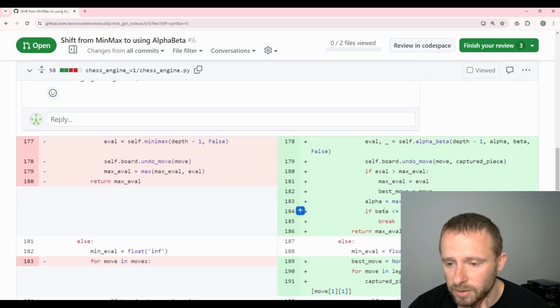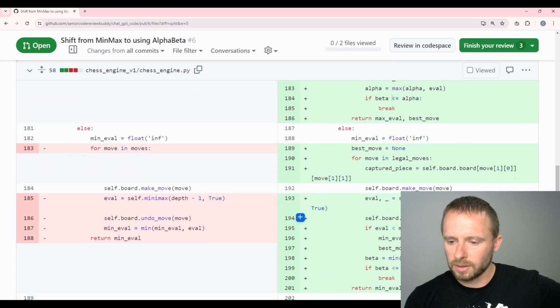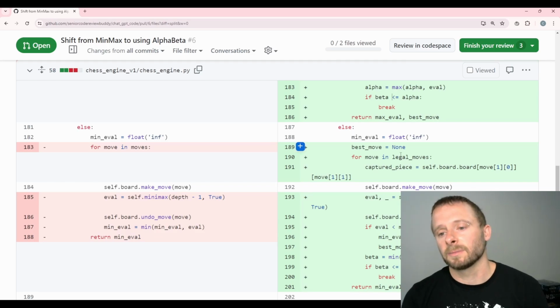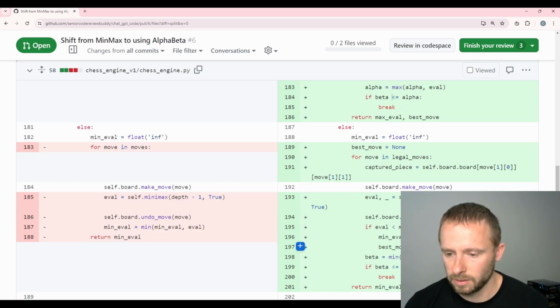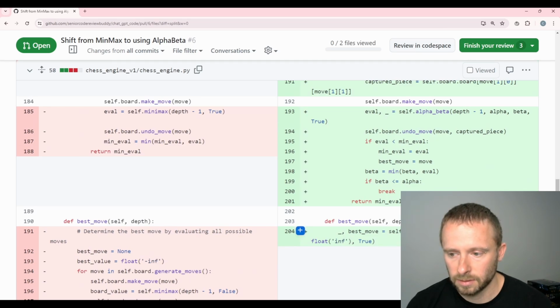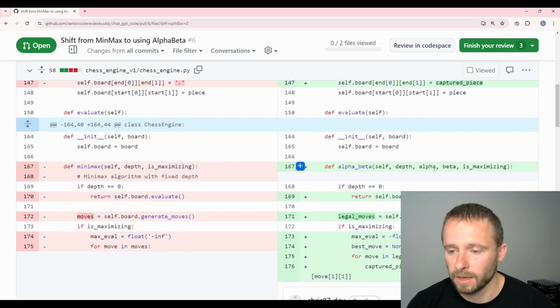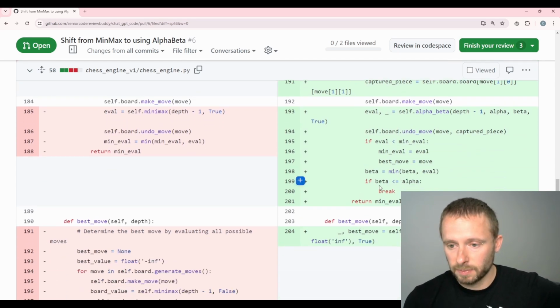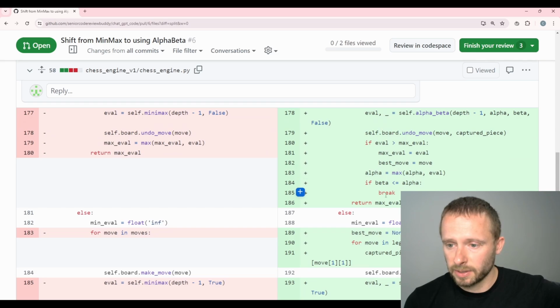That looks right to me so far. Beta is worse than the alpha we have found, we stop. I think that's right for the two of them, though not 100% sure. Wait, alpha first? Yeah, so we start alpha at negative infinity, beta at positive infinity, and whenever alpha gets better than beta, we know we can trim that branch and stop looking. And if that happens, we return the best move.